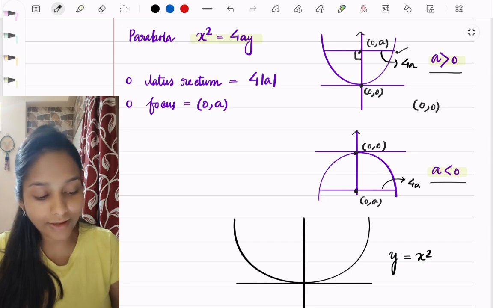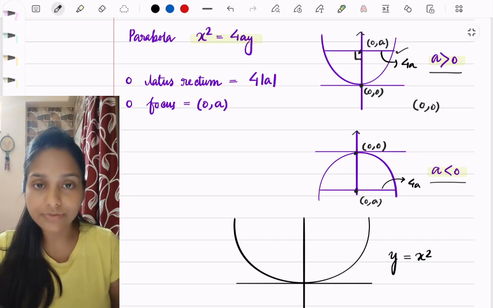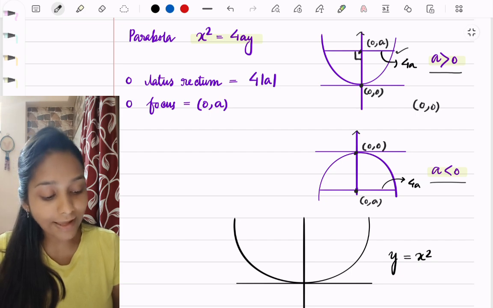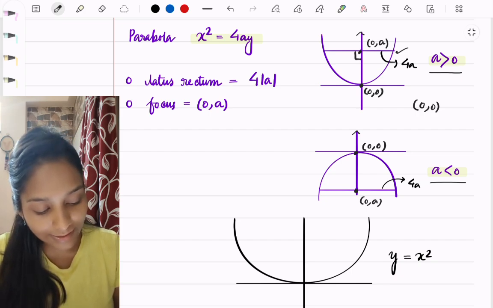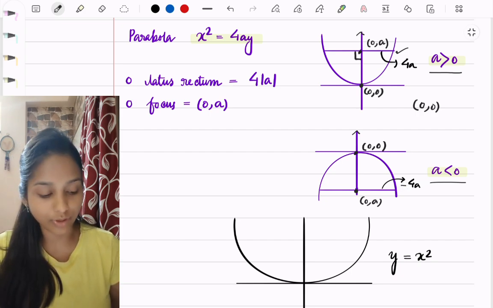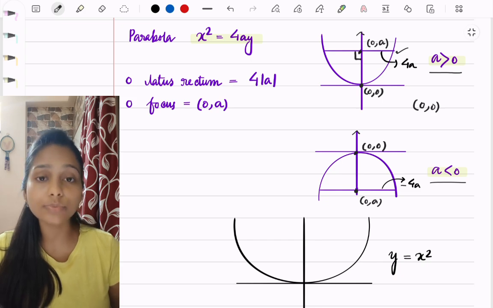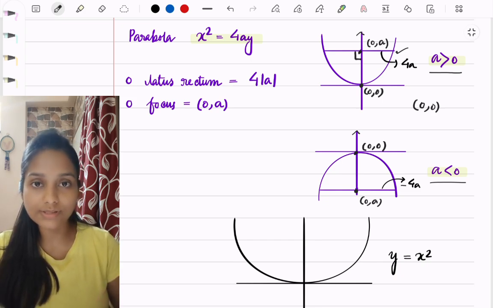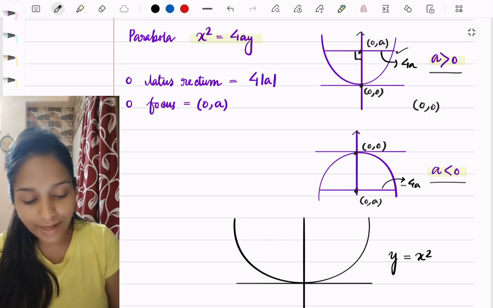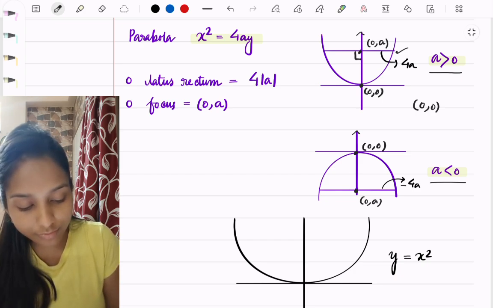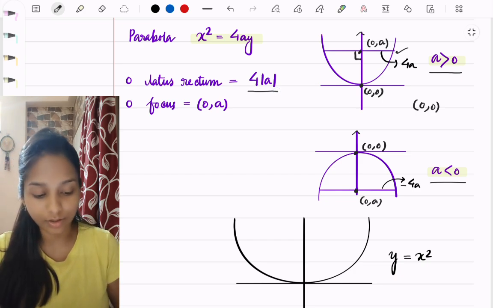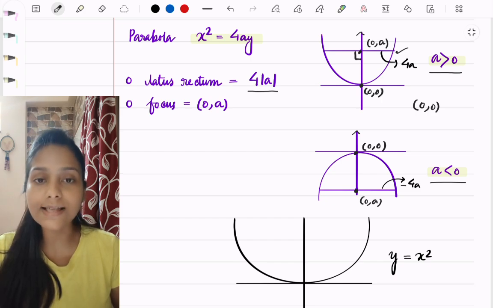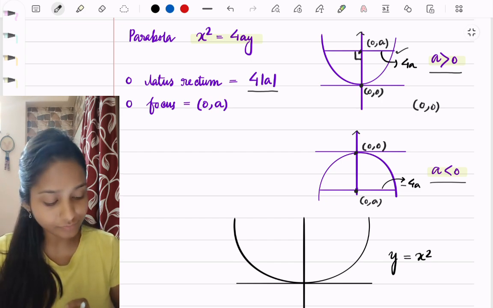For a greater than 0, the length of the latus rectum is 4a, and when a is less than 0, the length of the latus rectum is minus 4a. Why is it minus? Because minus 4a will make the length positive in this case. So we have the length of the latus rectum as 4 mod a, and the focus as 0 comma a.